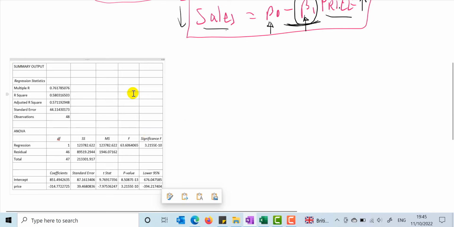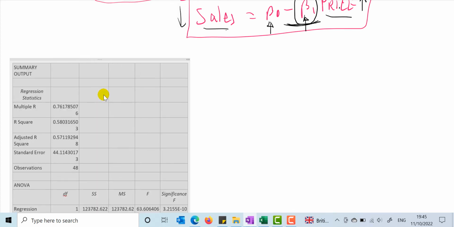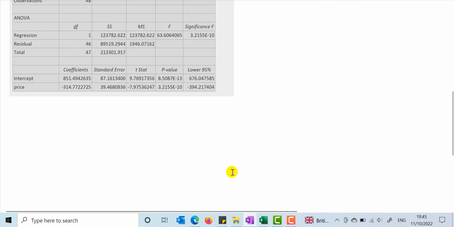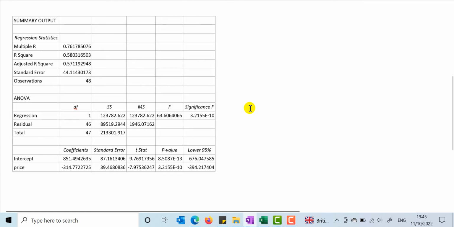Oh, this is small. Are we able to increase the font size? Let's see if I can. Yeah. That's enough, I guess. It's big enough. Right, so what is this now?